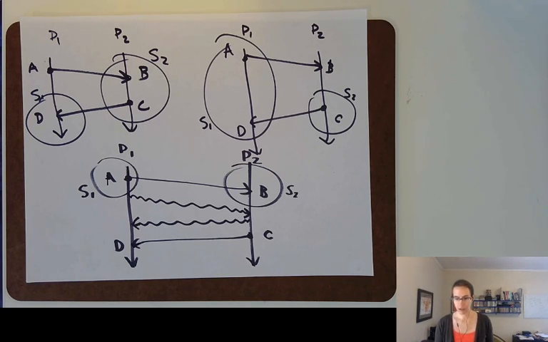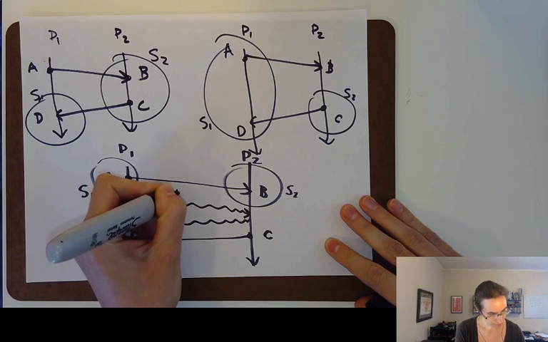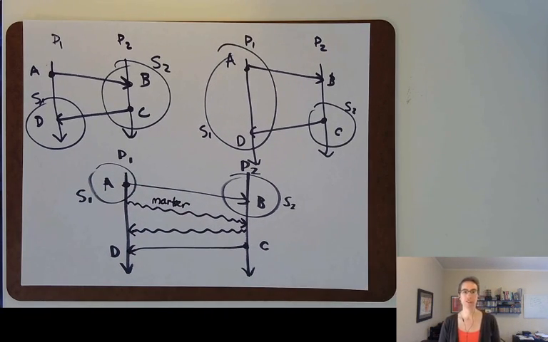So I went through that really quickly because we only had a few minutes, but just to talk about some big picture stuff. These marker messages are messages that get sent as part of the snapshot algorithm itself.